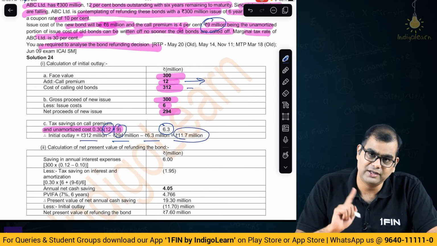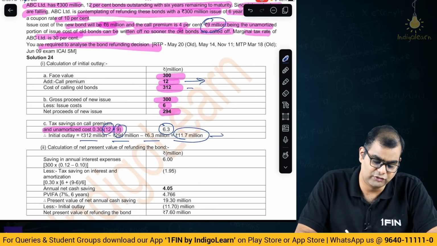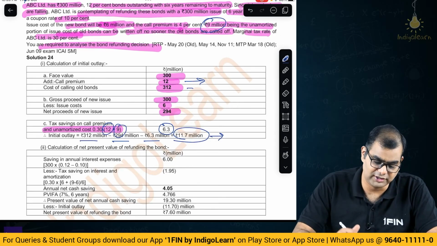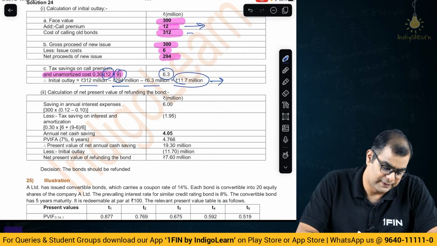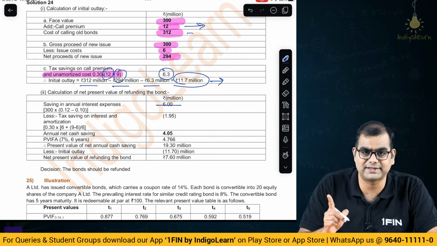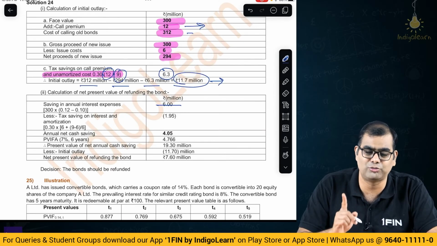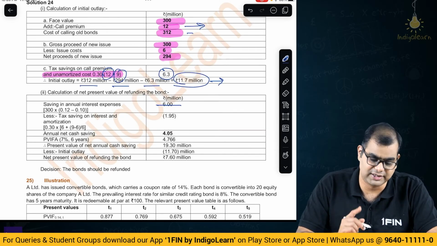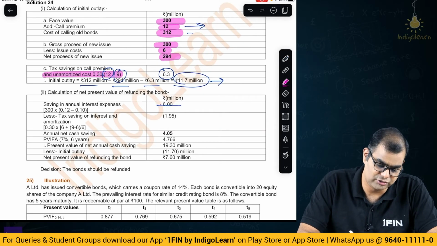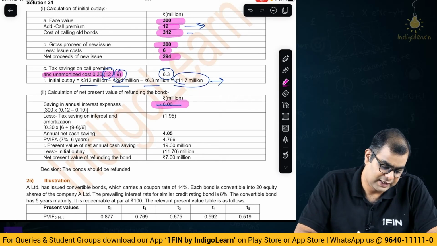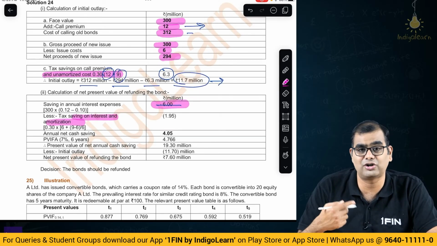Now you compare the inflows, right? This is the outflow, and now you compare the present value of all the inflows. What are the present values of inflows? What is the annual saving in interest? You are going to save 12% minus 10% on 300 million. That is 2% on 300 million, which is 6 million. So you are going to save 6 million. This 6 million is the gross interest saving.